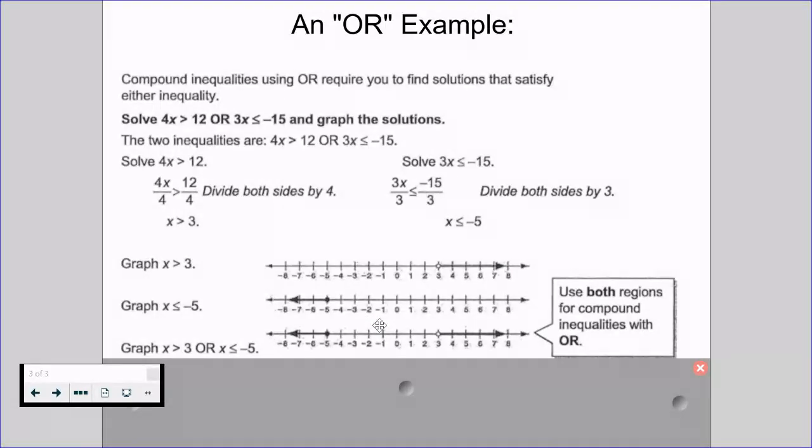A good visual cue for this is if you think about an oar on a boat, you have two oars, and those oars are on the outside of the boat. So you use those oars to pull you through. So you should have those arrows going in opposite directions, just like if you were on a boat.